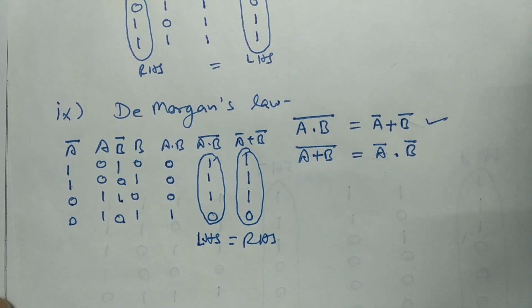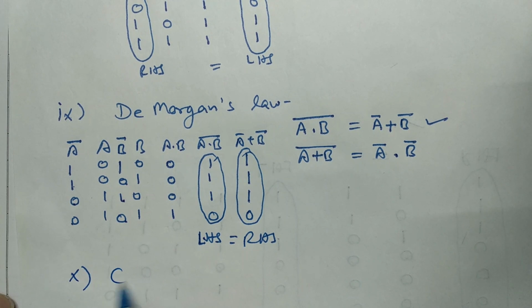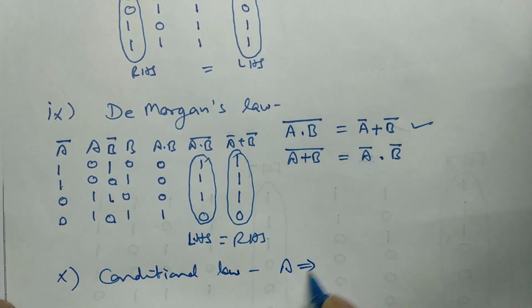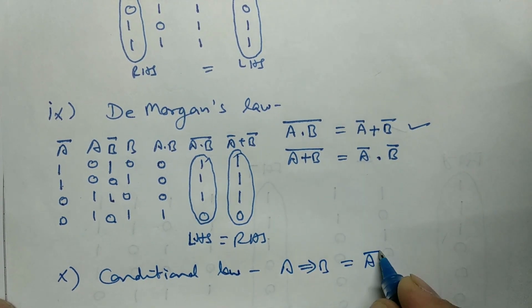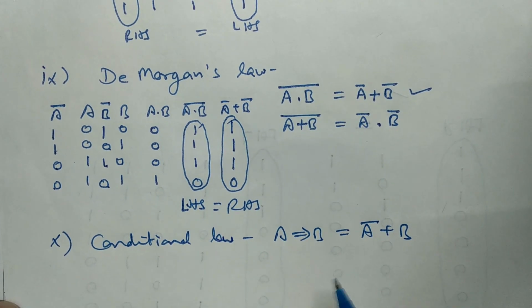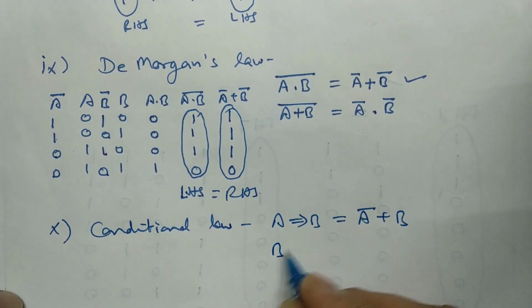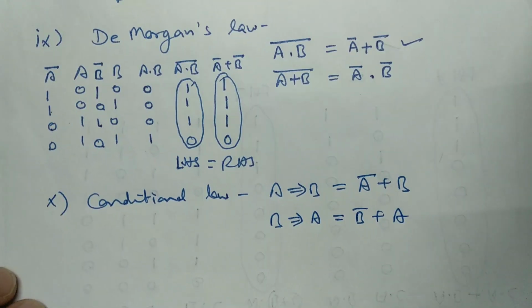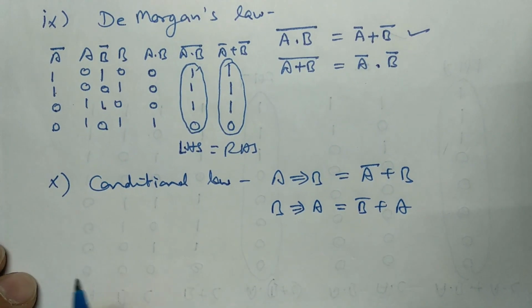That is De Morgan's law. Rule number 10 is the conditional law. Conditional law is A implies B is equal to A not or B, which I have already told you. Similarly, B implies A is going to be B not or A. So this I have already explained.